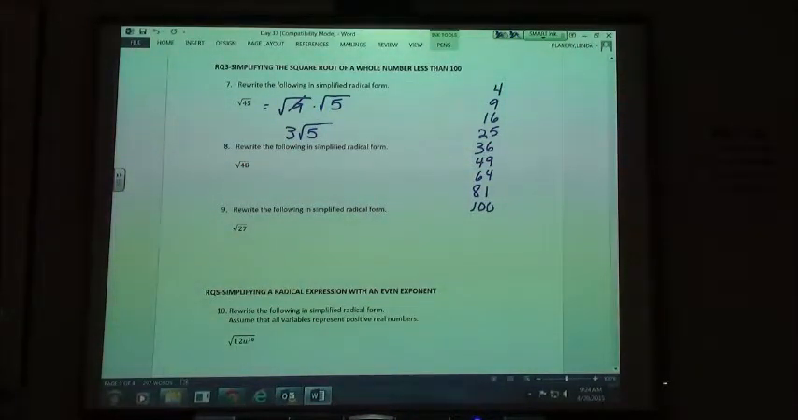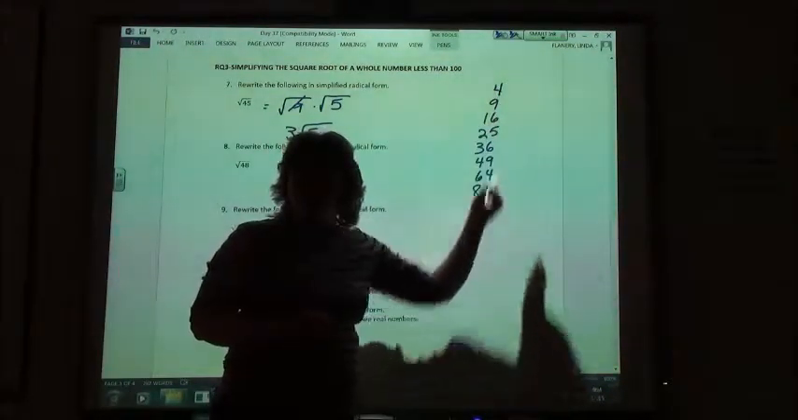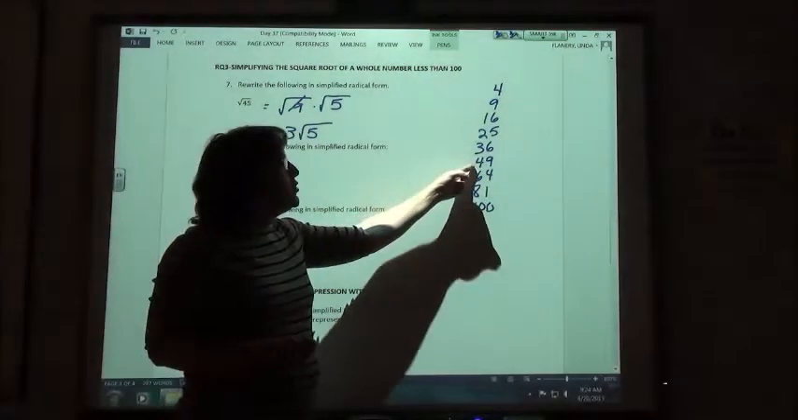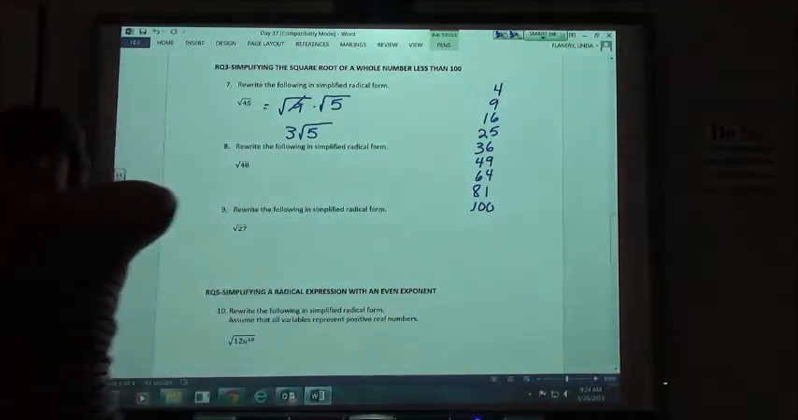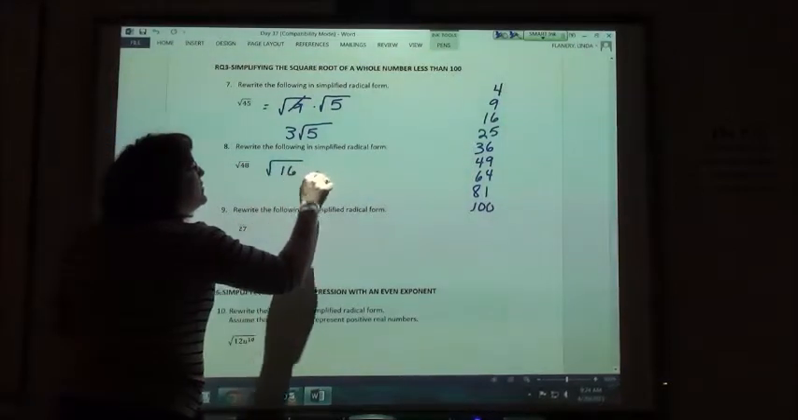6 is not a perfect square, right? It's got to be on this list I just wrote down of my perfect squares. So look at my numbers. Obviously 49 is too big. 36 too big. 16 times 3 is 48, right? Oh, yeah. So I want to write this as the square root of 16 times the square root of 3.